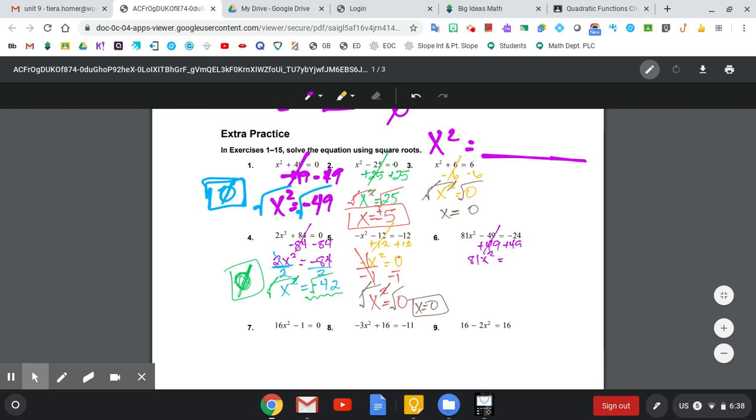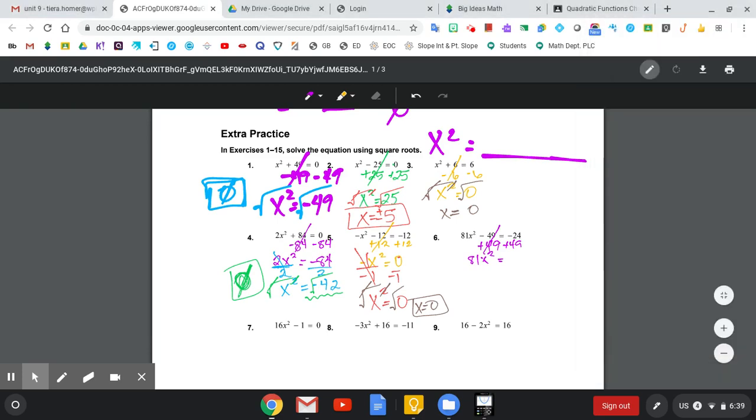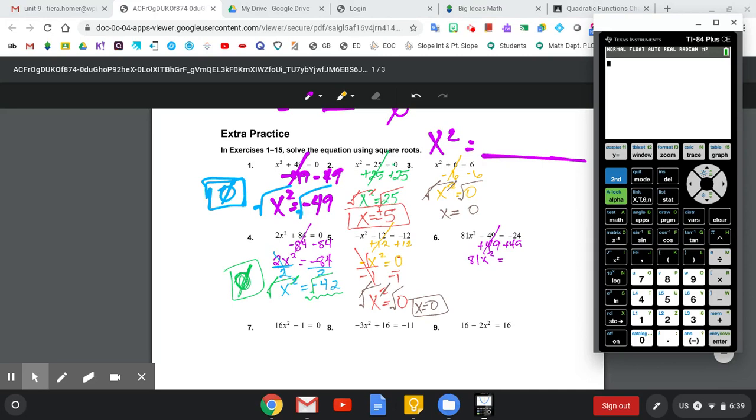Now, some of you have a hard time dealing with negatives and positives. Use your calculator. There's no shame in the calculator game, guys. Go to your calculator and do negative 24 plus 49. Okay? You want to make sure you're doing the math correctly with those positive and negative numbers. So we get a positive 25.